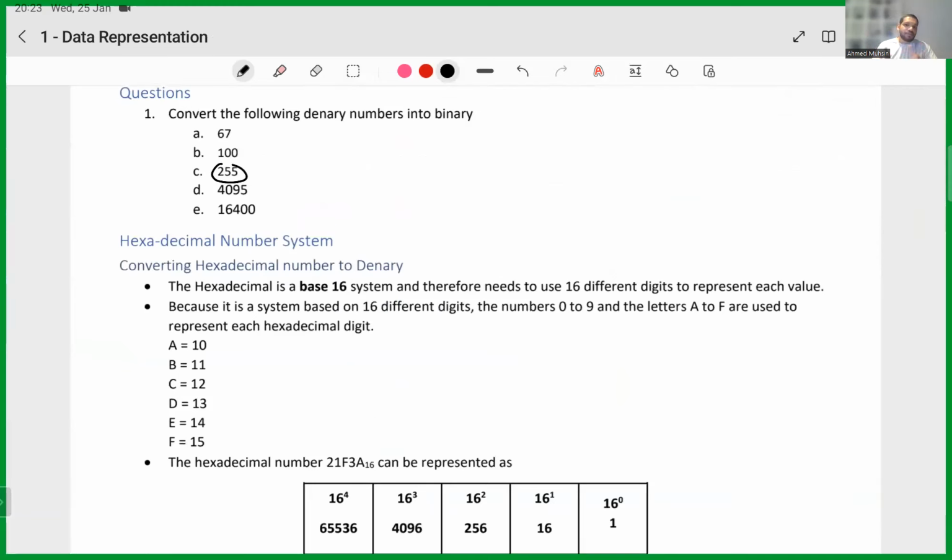But before we get into hexadecimal numbers, let's do a few past paper questions, so that we know what the past paper expects from us in this part of converting binary numbers into decimal and decimal numbers into binary. So we'll do a few past paper questions next. Okay, guys.